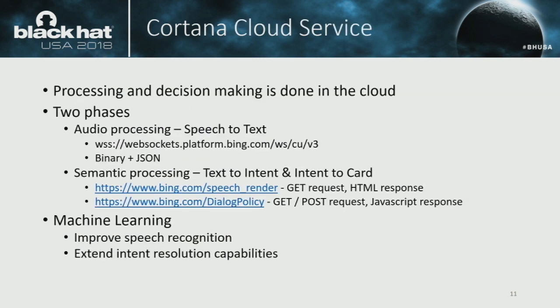Then, as I said, most of the processing happens in the cloud. It happens in two phases: speech resolution, the audio processing, and then the semantic processing. Each has its own URL. There's a lot of machine learning involved in that cloud platform, and it's used mainly for two purposes. One is making speech to text better, which we don't care about in this presentation at least. And the other is extending the intent resolution capabilities, so constantly understanding more intents and finding ways of translating them into what we presumably meant to do.